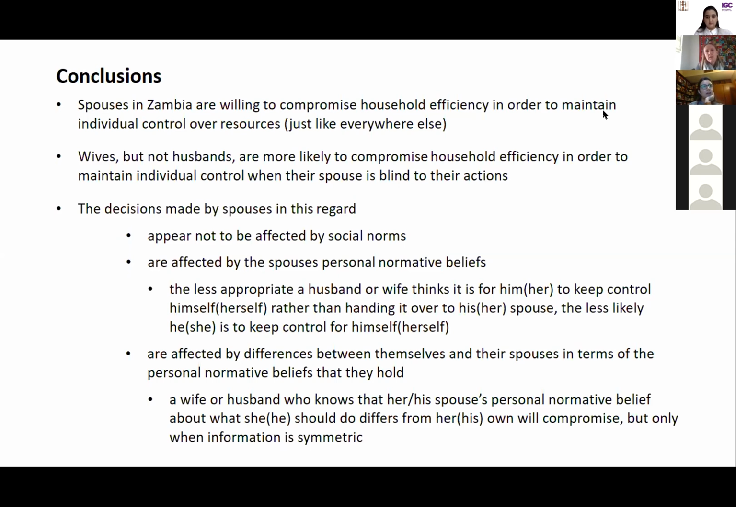Yeah, so we have an anonymous question, which is basically asking you to comment on external validity of these results. How far would these results vary across different cultures?